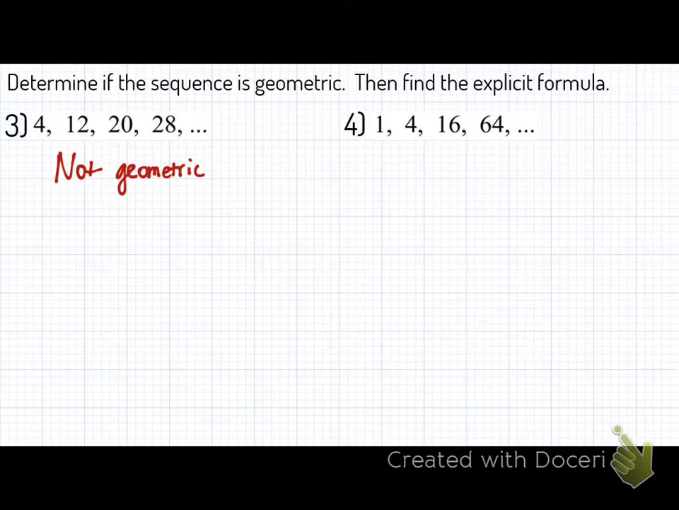Number 4. Turn to your neighbor and tell them, is this geometric or not? If so, what is the ratio? And then write the equation out. Go. Good. So what is the equation then? Is it a geometric sequence? Yes. So what is it? y equals what?